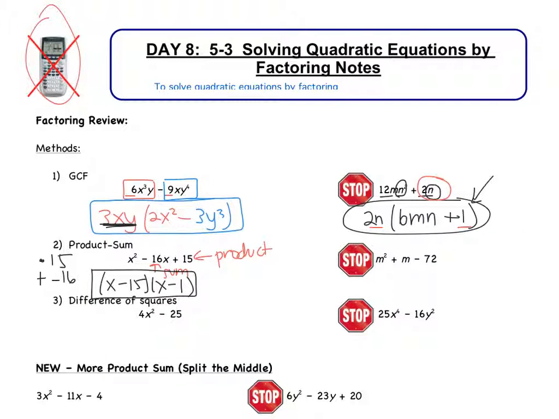Okay, you try the next one real quick. Pause the video. Factor the next example, please. Okay, so you were looking for 2 numbers that multiplied to negative 72 and added to be positive 1. That should have been positive 9 and negative 8.